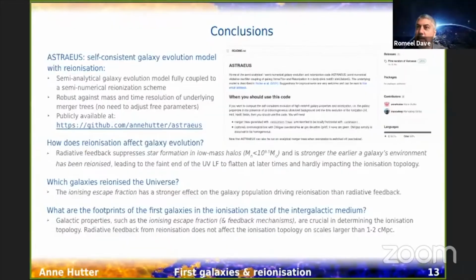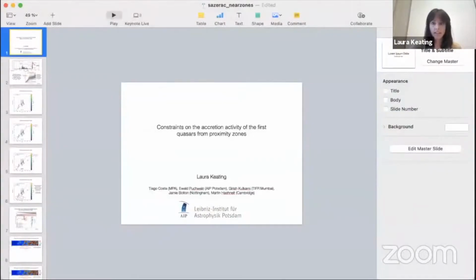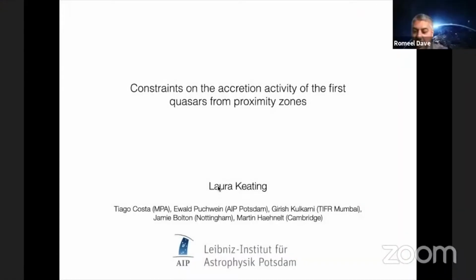Let's move on to the next talk. So, Laura, could you share your screen? Yeah, sure. And next we'll have Laura Keating, and she'll tell us about proximity zones.